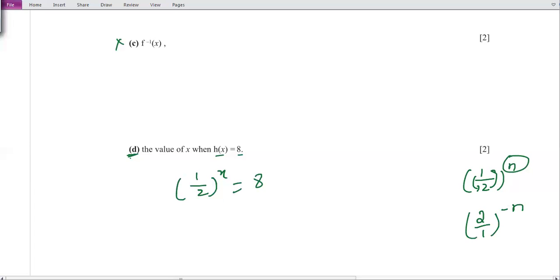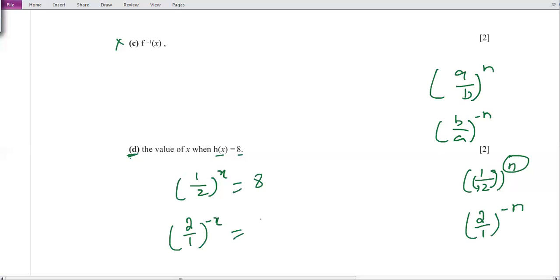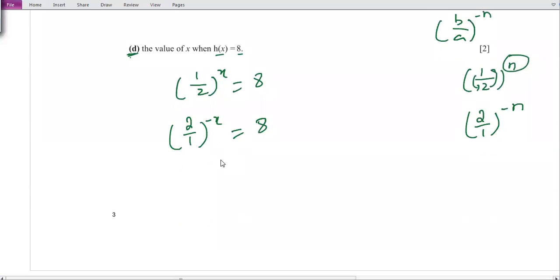In the same way, if the general rule is a over b to the power n, if you write b over a, then the power sign changes, it becomes minus n. So this rule I will use here. It will become 2 over 1 to the power minus x, that is equal to 8. Now it will become 2 to the power minus x. 1, whatever power of 1 you take will be 1. So that will just become 1.